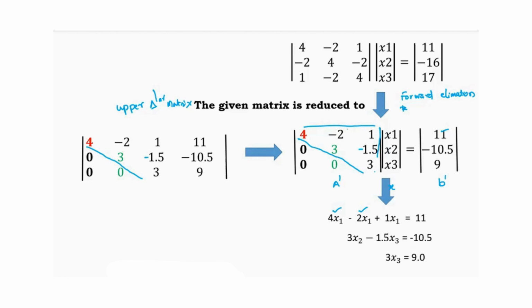So now you have to convert this matrix into equations. By multiplying, 4 into x1 minus 2 into x2 and 1 into x3 is equal to 11, and the second equation, 3 into x2 minus 1.5 into x3 is equal to minus 10.5. Similarly, 3 into x3 is equal to 9. Likewise, you have to convert this matrix into equation form. Now for obtaining the values of x1, x2, x3, you have to apply the back substitution method, which we will learn in the next lecture.